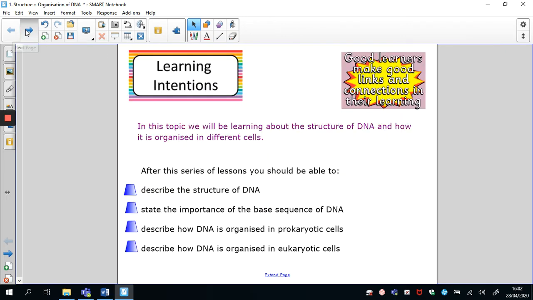Right, so this subtopic is all about the structure of DNA and how it's organised in different cells. So you'll be able to describe the structure of DNA, state the importance of the base sequence of DNA, and then there are two new terms, prokaryotic and eukaryotic. So we're going to find out what those mean and what that has got to do with DNA.